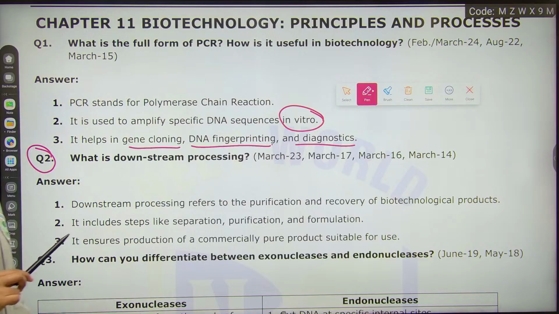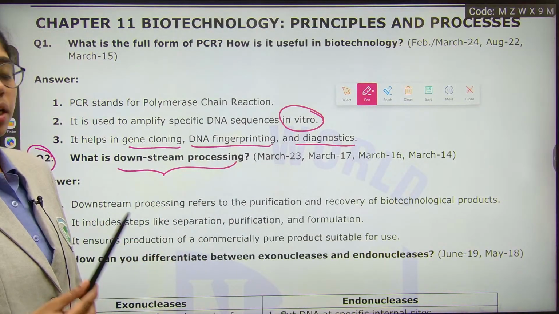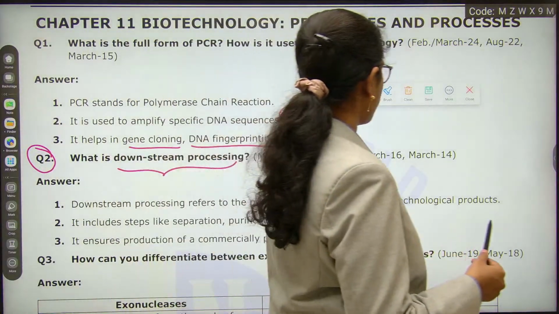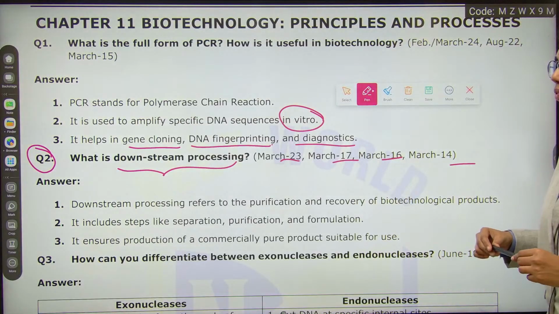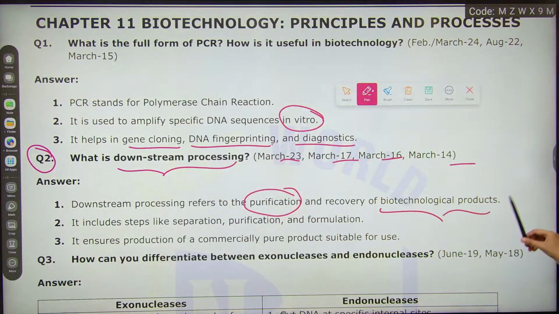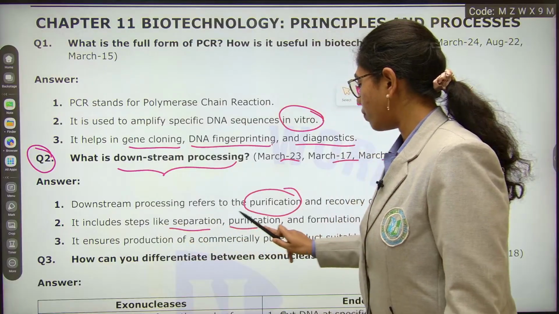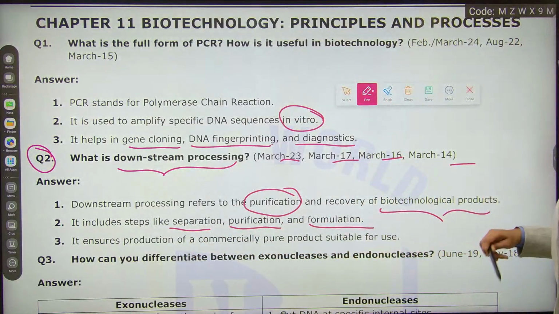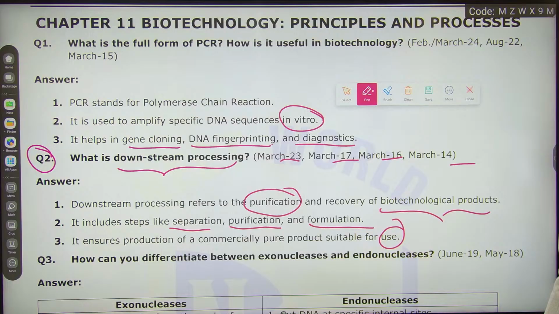Next, what is downstream processing? Downstream processing was asked in multiple years like 2023, 2017, 2016 and 2014. Let us look into this process. Downstream processing refers to purification and recovery of biotechnological products. This includes steps like separation, purification and formulation. This ensures production of a commercially pure product which is suitable for use. Downstream processing is very important.